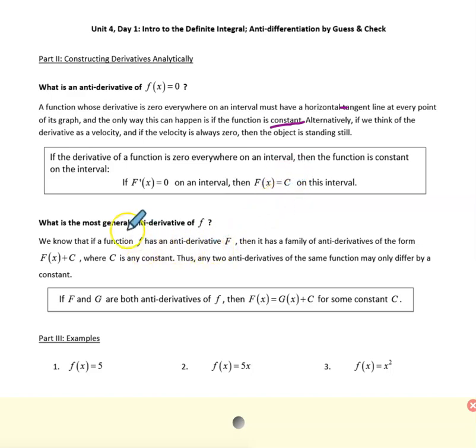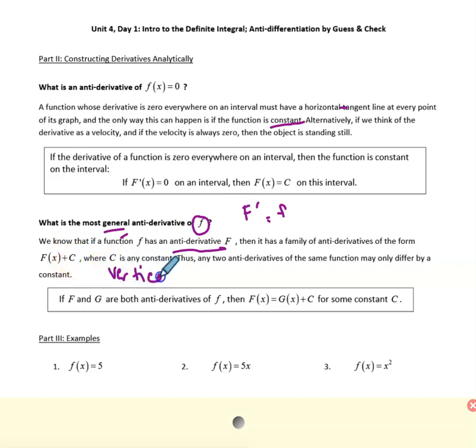So the most general antiderivative of some function, little f, we typically say that little f represents the derivative function, whereas big F represents its antiderivative. So that would be effectively that the derivative of big F is equal to little f. So little f is going to have a family of antiderivatives in the form of big F of x plus c, where c is just a constant. And the reason why this creates a family of functions is that this plus c creates a vertical shift.